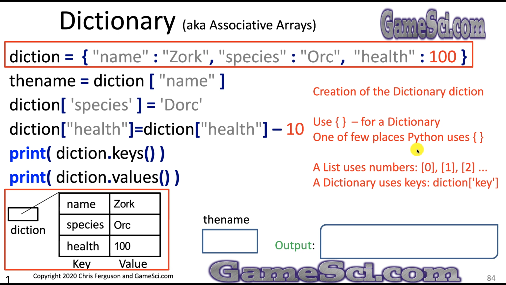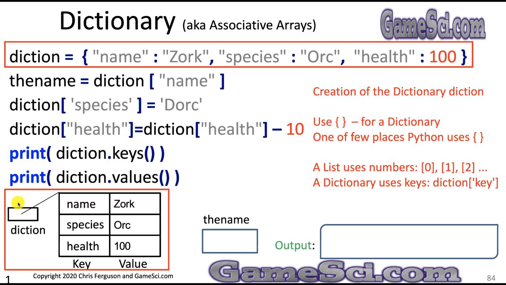A list uses numbers in square brackets. A dictionary uses keys. In the square brackets, we will put a key value to identify the element we want to access. This, of course, is very similar to how we set up a list, except a list uses square brackets. Now let's see what this creates in computer memory.